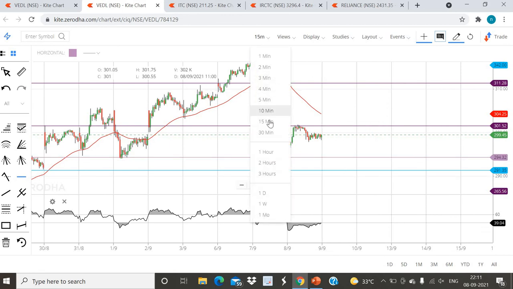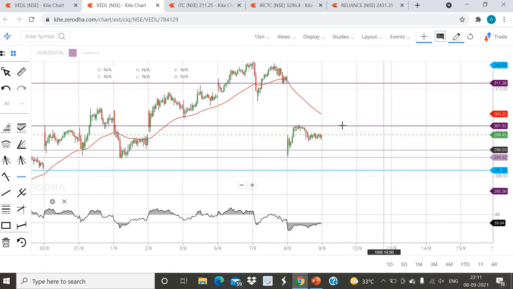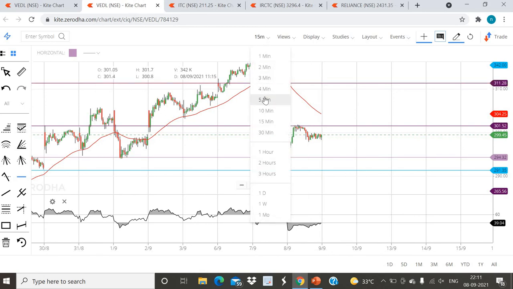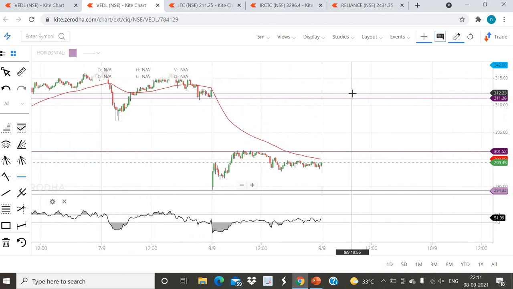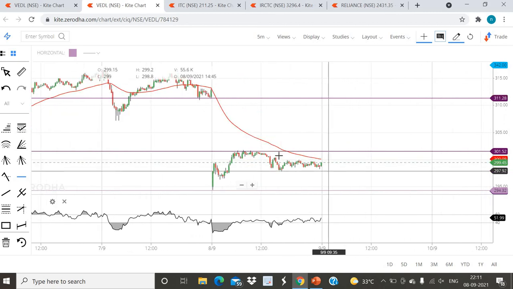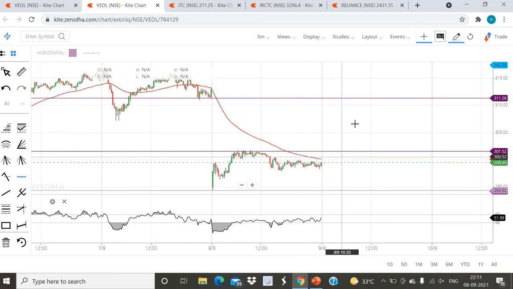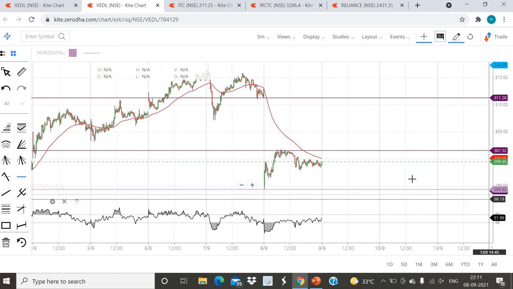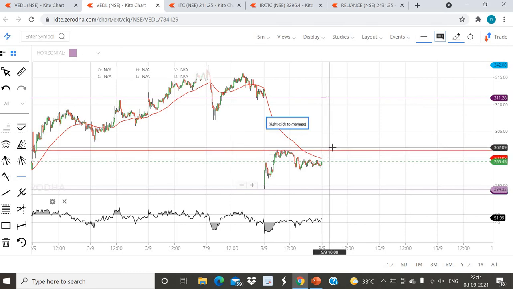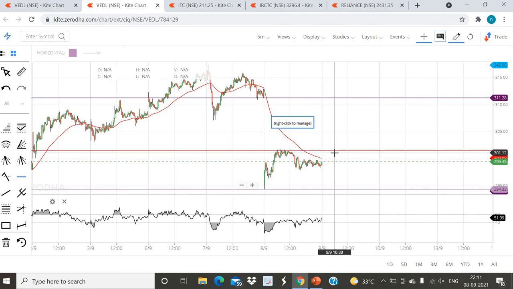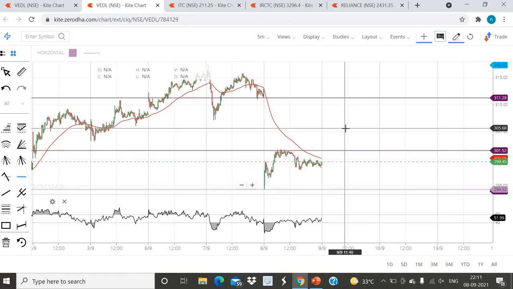Now let's check in 5 minutes time frame. There is some consolidation here. You can see, if the market was bullish tomorrow and if the price manages to break this level, I hope that the stock may shoot up. This is my view. It may also change since in the stock market no one can be correct 100%.